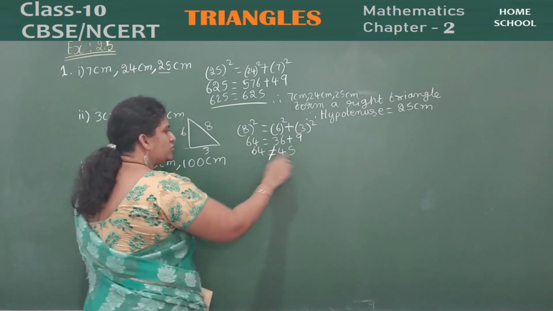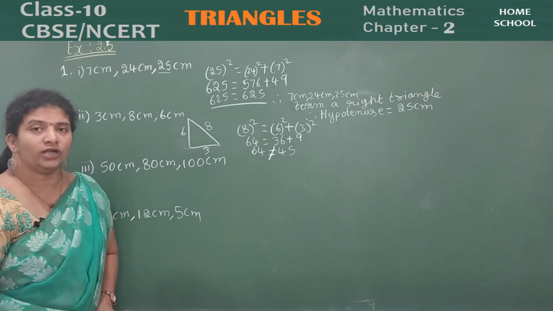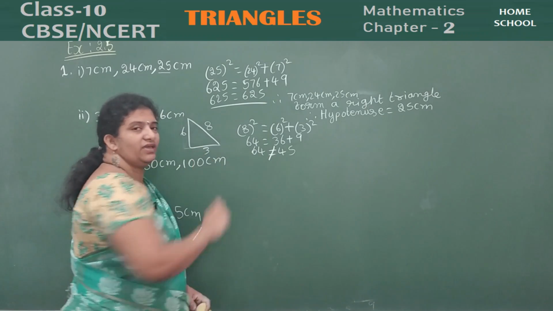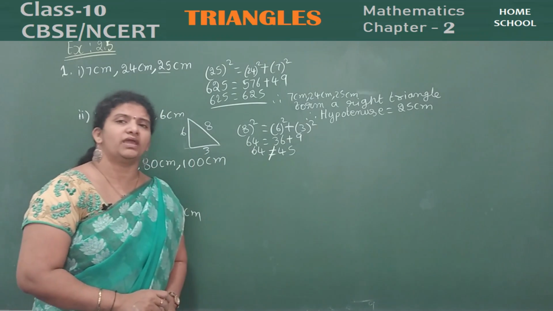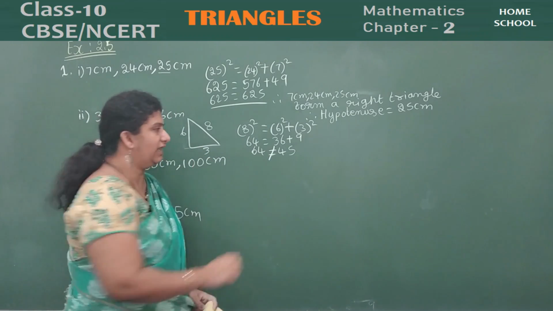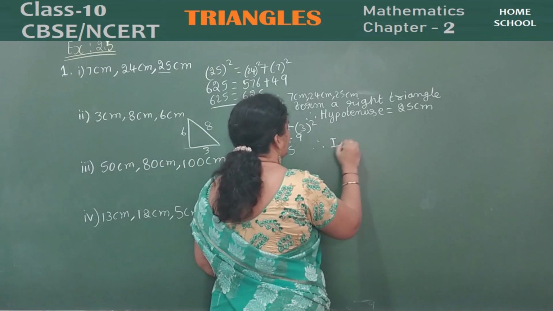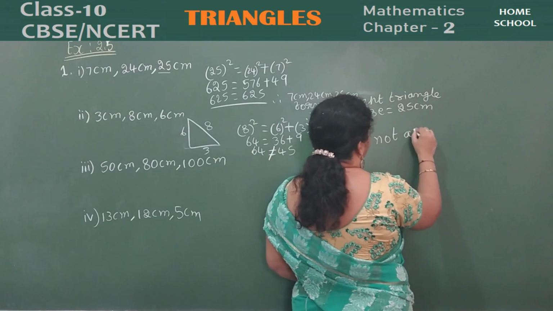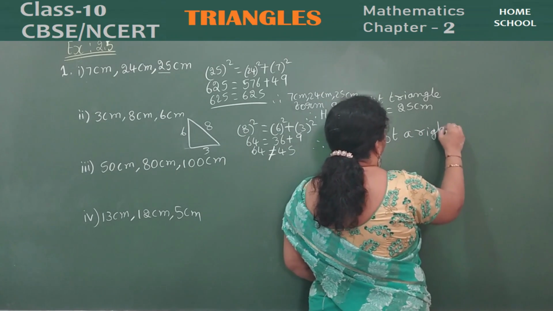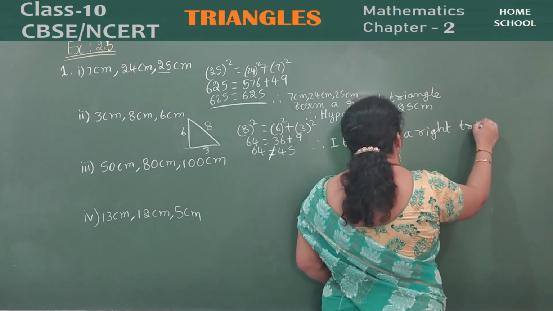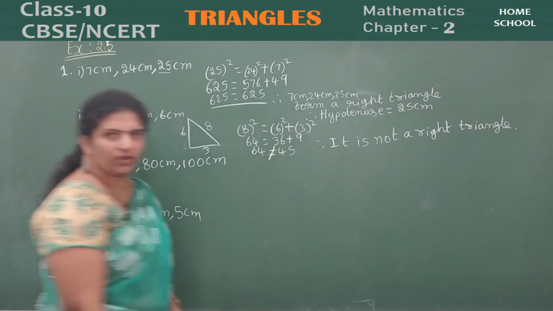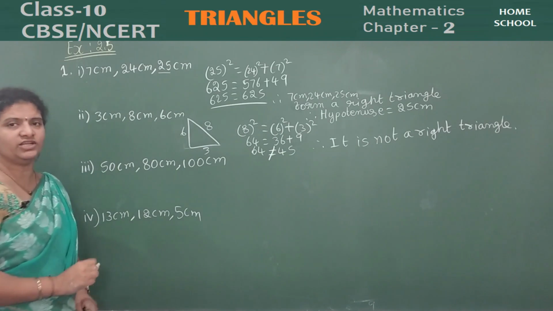64 is equal to 36 plus 9, it will be 45. So do these two equal? No, they are not equal. Therefore, what you will say? Therefore, the given sides cannot make a right angle triangle. Therefore, it is not a right triangle. Okay. Let's see the third sub question here.